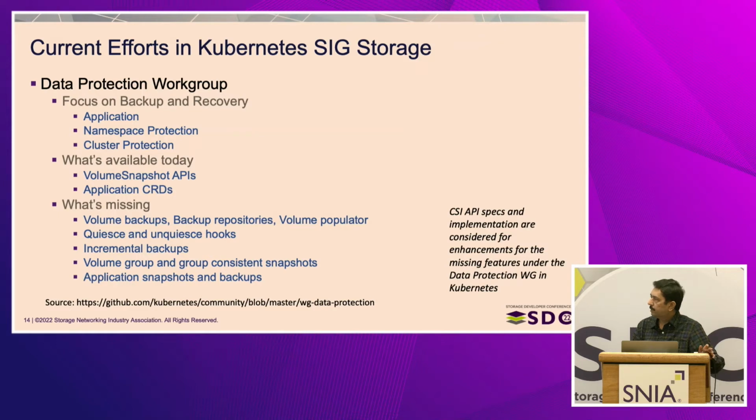So yeah, they're working on this. Then there are pre and post backup hooks, which will actually tell you what to do before backup and after backup, like quiesce. Incremental backups are also missing right now. That is very important. And another important thing is the consistency group-based backup and even the snapshots. So consistency groups are missing.